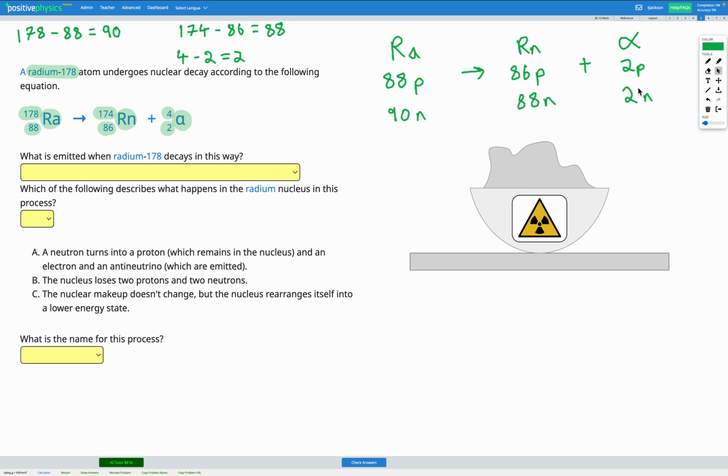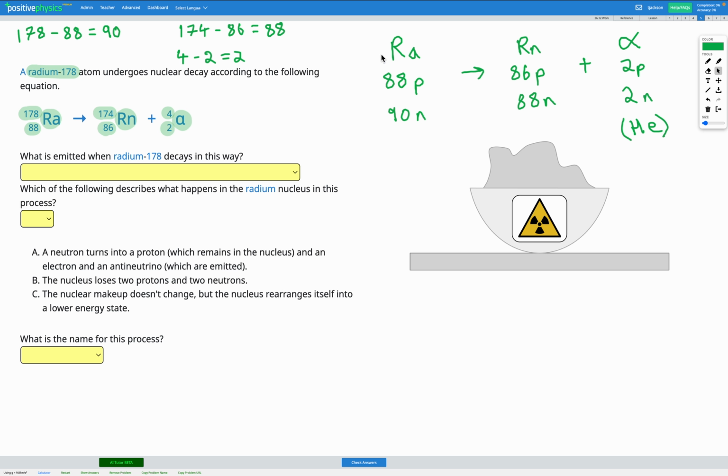Now, if we have 2 protons, that means we have a helium atom, because helium has an atomic number 2. So this is labeled as an alpha particle, but it's also known as a helium atom that has 2 protons and 2 neutrons. However, it doesn't have any electrons, so it's actually just a helium nucleus. All right, so let's try and answer our questions now that we've had a look at what's going on.